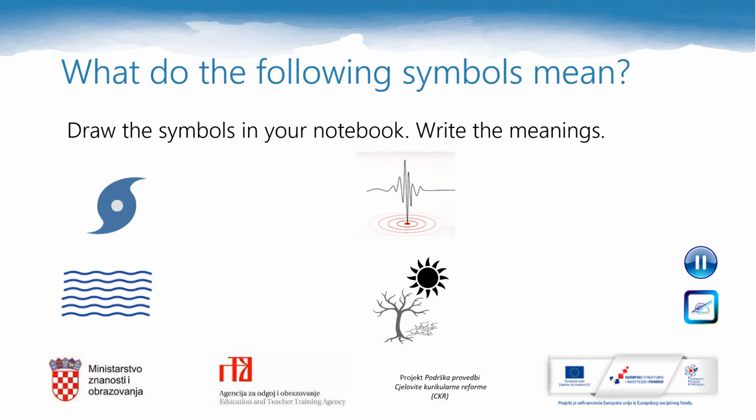So, the first symbol means hurricane. Yes. The next one below hurricane is flood. The next one is earthquake. And the last one means drought. Great job!